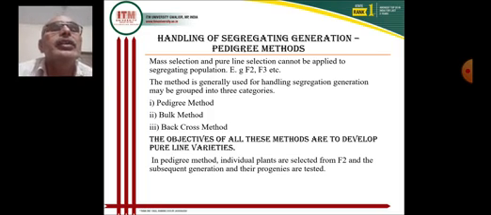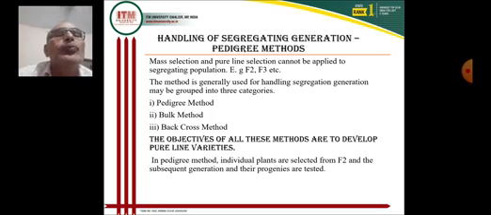But in case of segregating generation, population is not homozygous because the parents are crossed together. In F1 all the plants are heterozygous, and in F2 50% plants are homozygous and 50% heterozygous, and in F3 75% plants are homozygous. In this way, homozygosity increases generation after generation and heterozygosity decreases.